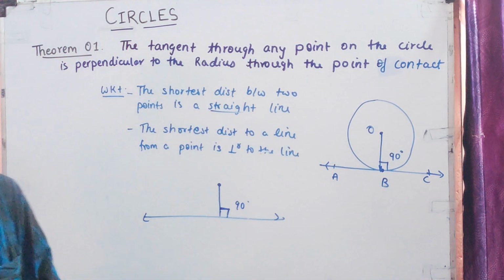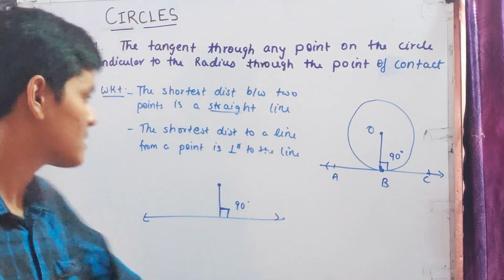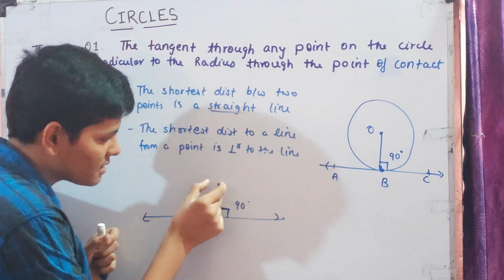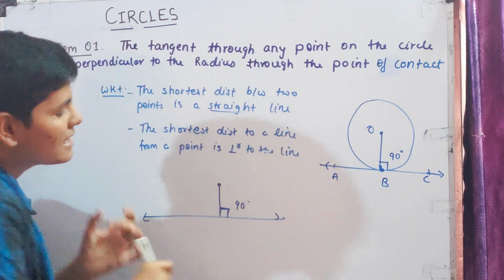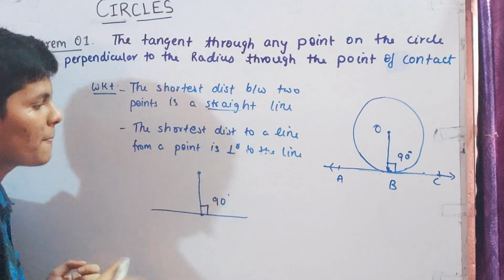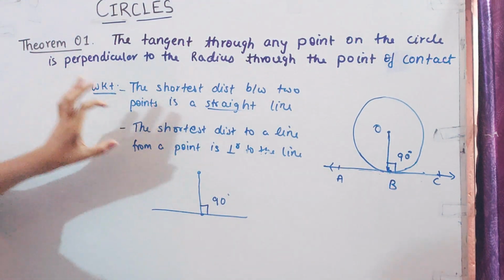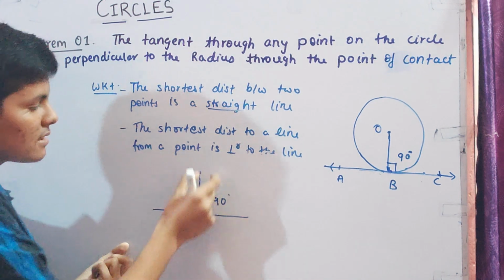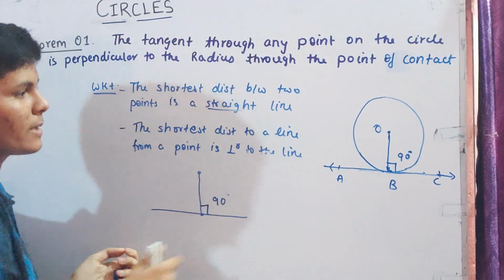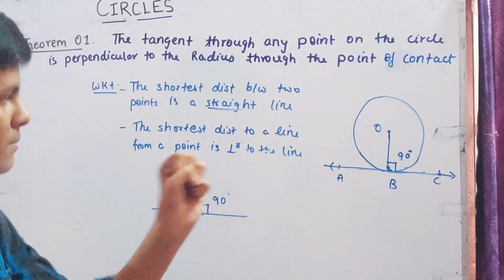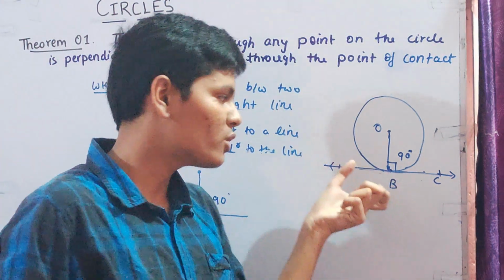So we know these two theorems, because we have already read them in our lower classes. The shortest distance between two points is a straight line. Here, let us take this as a point, and this point lies on a line. Then we know the theorem that the shortest distance is perpendicular to the line. So this is 90 degrees to the line over here. Now, how are we going to prove the theorem? According to the theorem, this AC is perpendicular to OB.